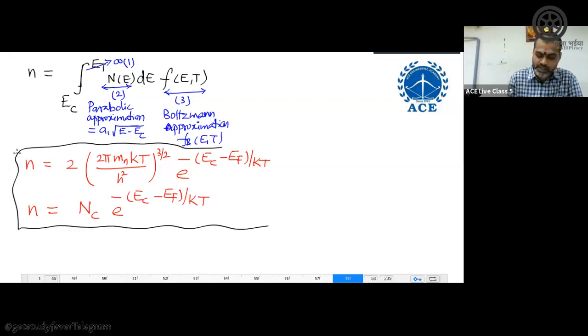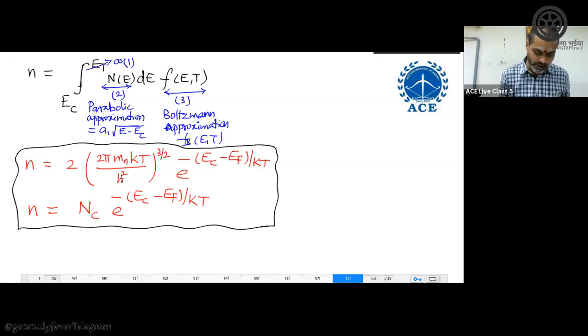Okay, if you do the integration and all, finally we'll get these equations. The concentration of electrons n is equal to 2 into (2 pi mn kT by h square) whole power 3 by 2 into e power minus (Ec minus Ef) by kT. You know all the terms that are present here. Let me just go through it.